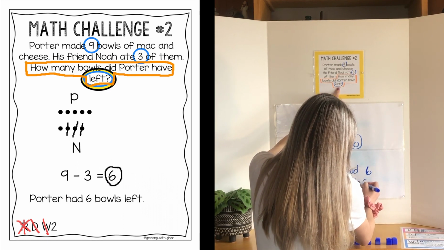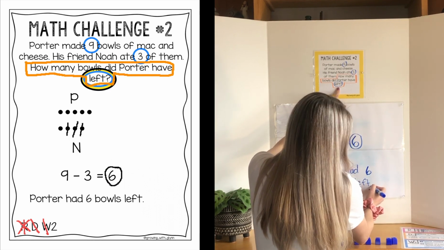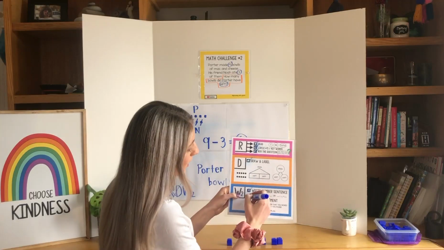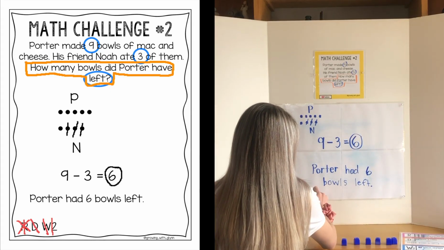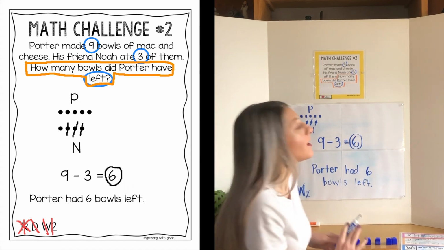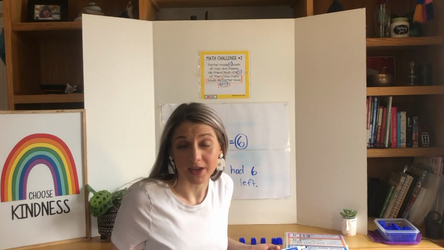Keyword. And I always end my sentence with a period. I can go ahead and check off the last box in W, cross off W2, and I have solved math challenge number 2.